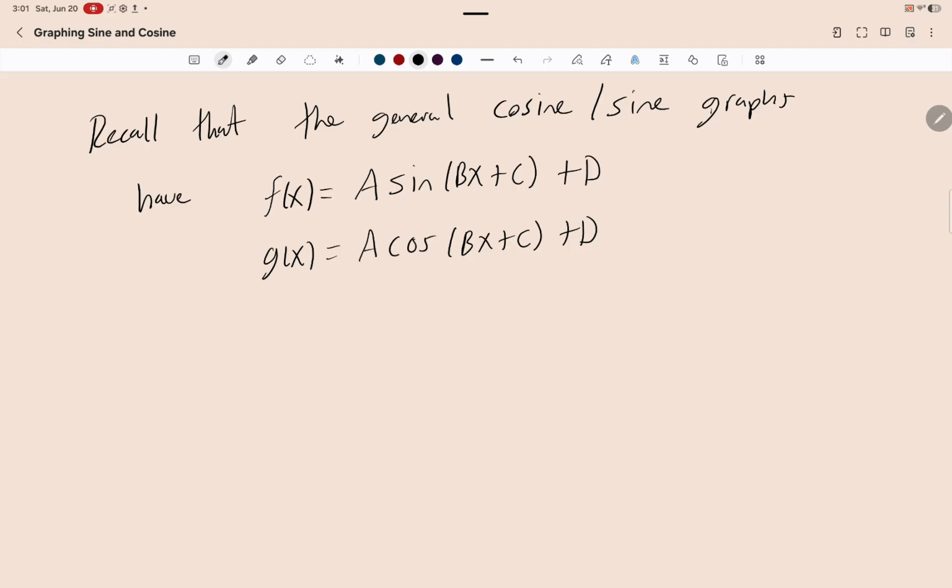But we have to recall that the general cosine and sine graphs have f of x equals a sine of (bx plus c), plus d, and so on. So far, we only handled sine and cosine functions of this form. Okay, now let's kick it up a notch.